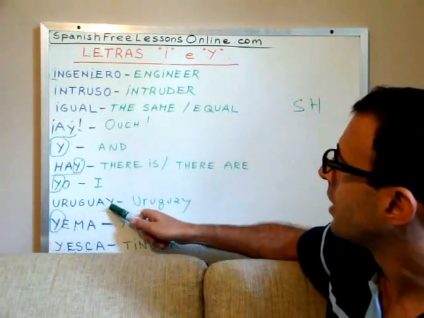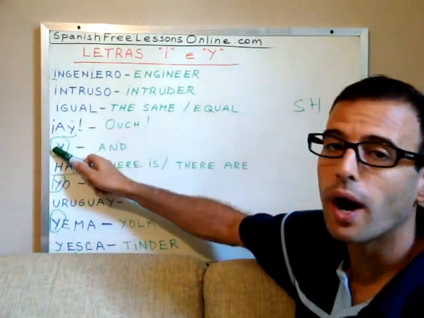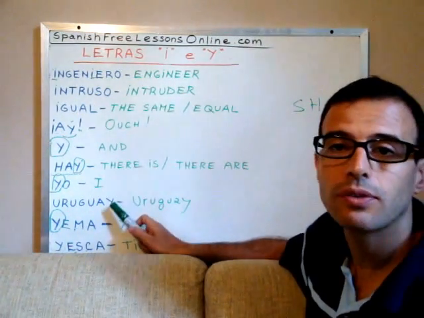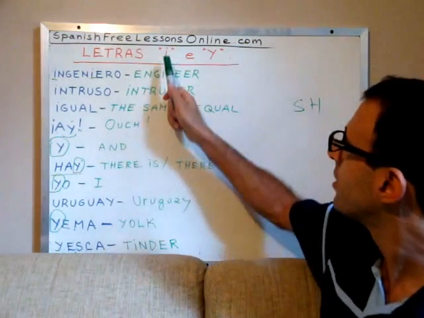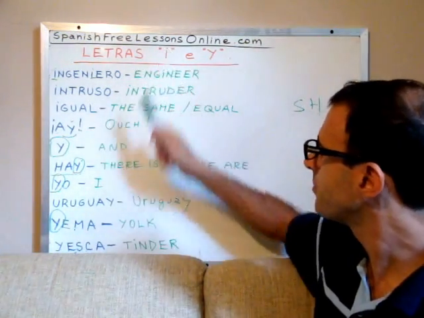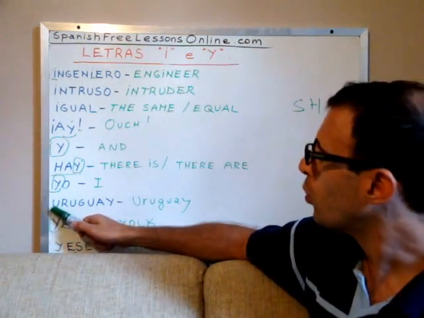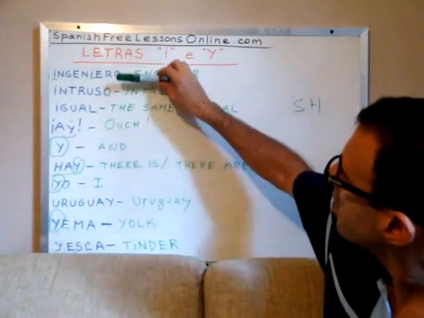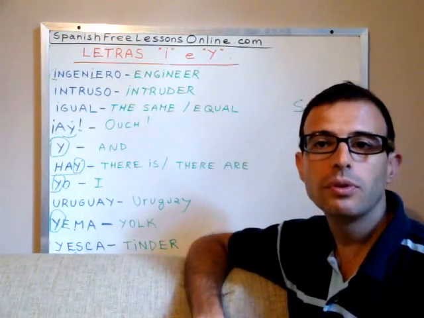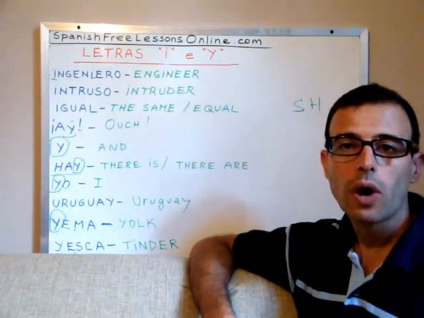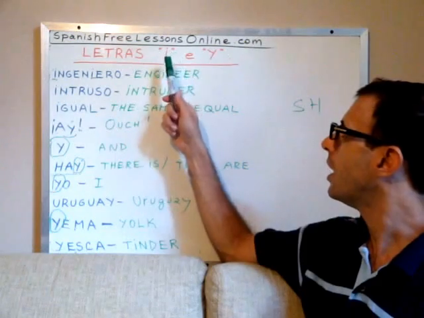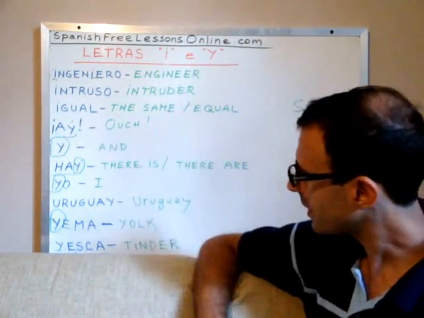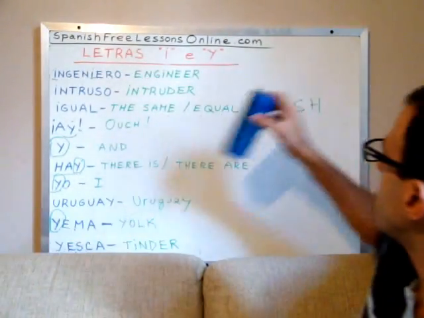Here, another example of the letter Y at the end of a word, okay? So this is pronounced simply I, like the I Latina, okay? So this is read Uruguay. Okay, so these are examples, so you can from now on know how to pronounce the I and the Y, the I Latina and the I griega. One more thing before we end this lesson.